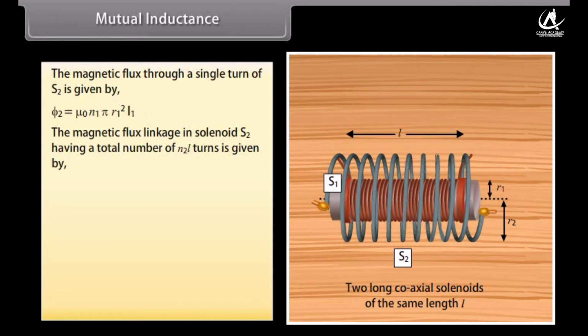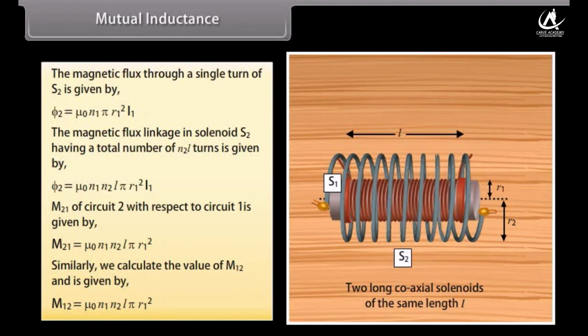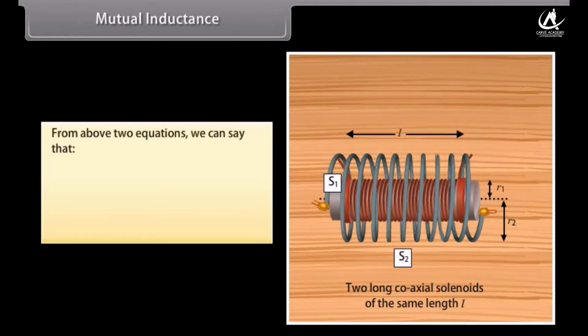The magnetic flux linkage in solenoid S2, having a total number of N2L turns, is given by mu naught N1 N2 L pi R1 square I1. The mutual inductance M21 of circuit 2 with respect to circuit 1 is given by mu naught N1 N2 L pi R1 square. Similarly, we calculate the value of M12, which is given by mu naught N1 N2 L pi R1 square. From the above two equations, we can say that M12 is equal to M21, which equals M. And the value of M is given by mu naught N1 N2 L pi R1 square.